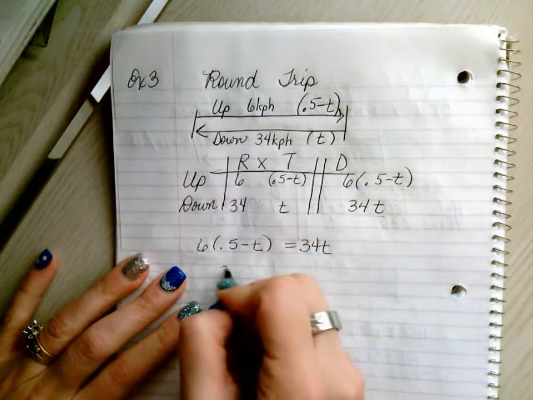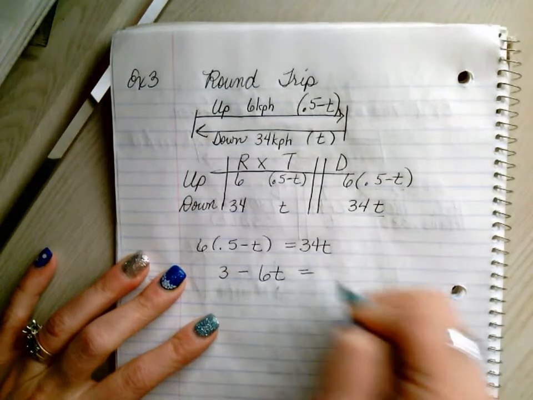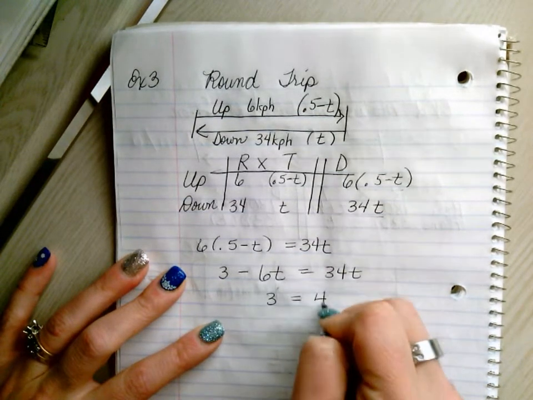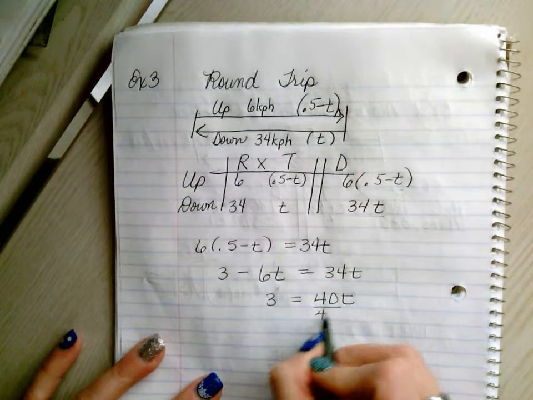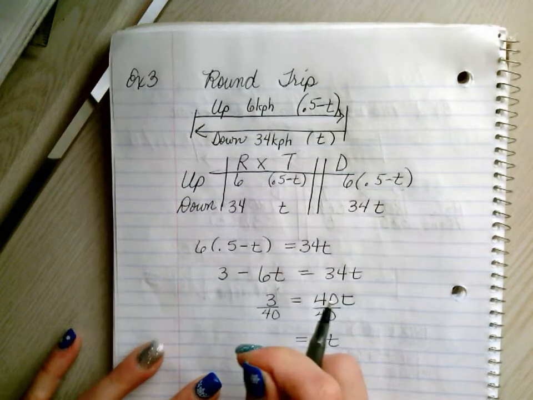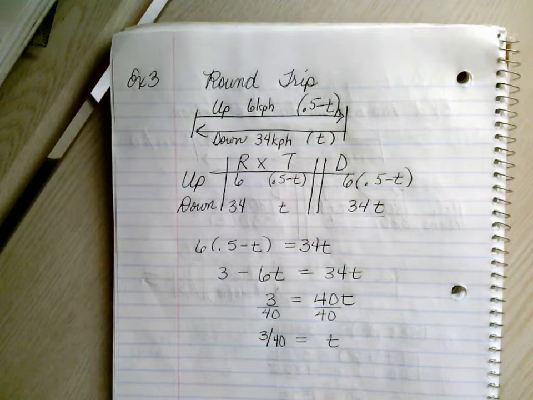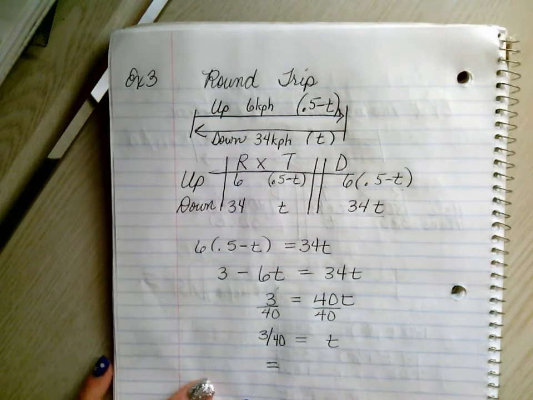All right, 6 times a half is 3. 6 times t is 6t. 34t. Add 6t, you end up with 3 equaling, is it 40t, if I'm doing my arithmetic correctly? Divide by 40. And t equals 3/40ths. T equals 3/40ths.